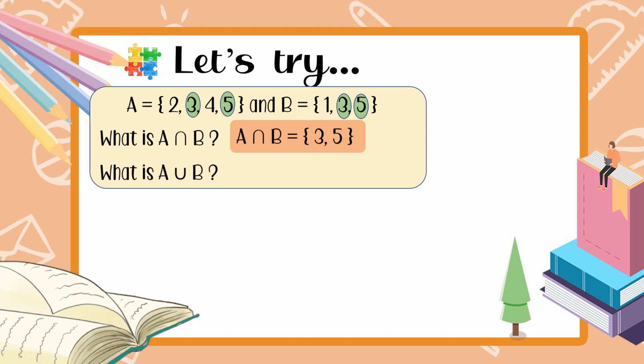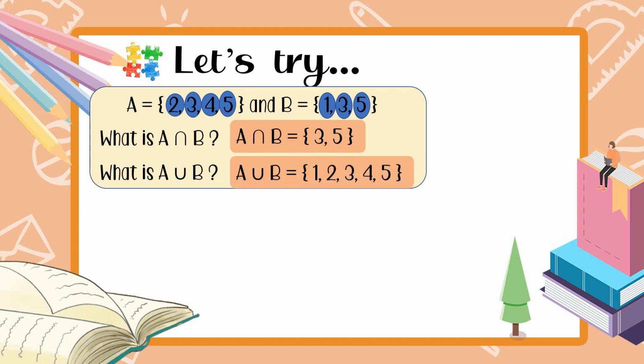How about A union B? To get the union, you have to get all the elements of set A and B. And for the common element, you just have to write it once. So the elements that we are going to write in A union B are 2, 3, 4, 5. Then on the other side, 1, 3, 5. So A union B, we will have 1, 2, 3, 4, 5 with open and closed braces and the commas separating them.